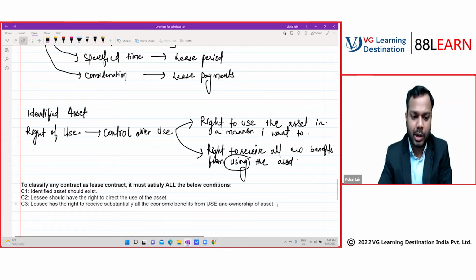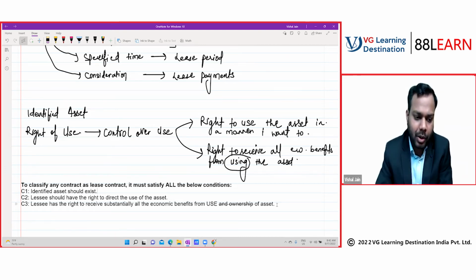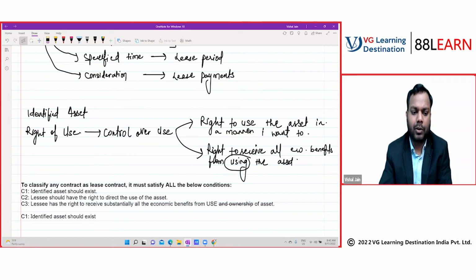Now we were discussing how to classify a contract as a lease contract, right? Now coming to these three conditions, let's discuss each of them one by one. Now condition number 1, guys, can you please confirm if you are back from the break? Thank you. Now condition number 1 is that an identified asset should exist. Now, what is the meaning of this?